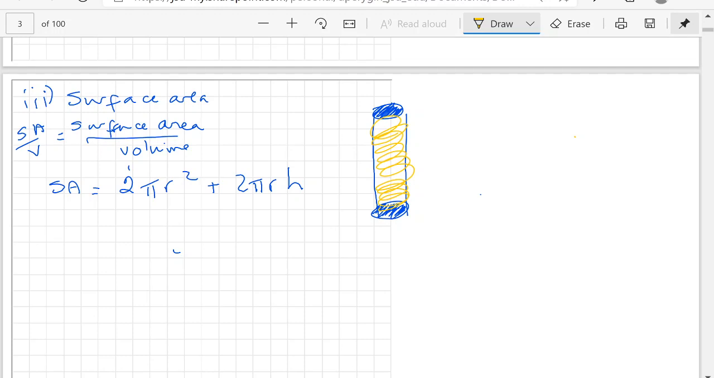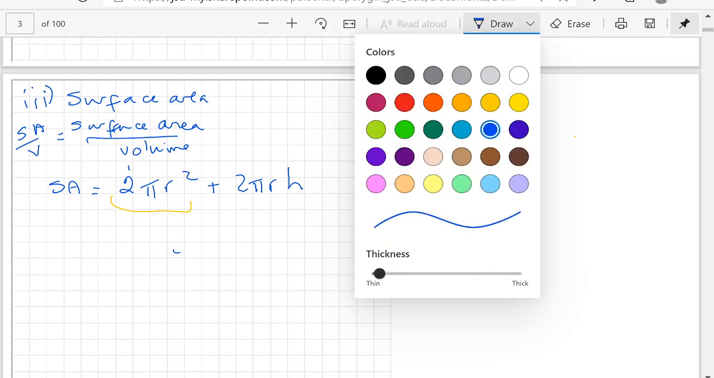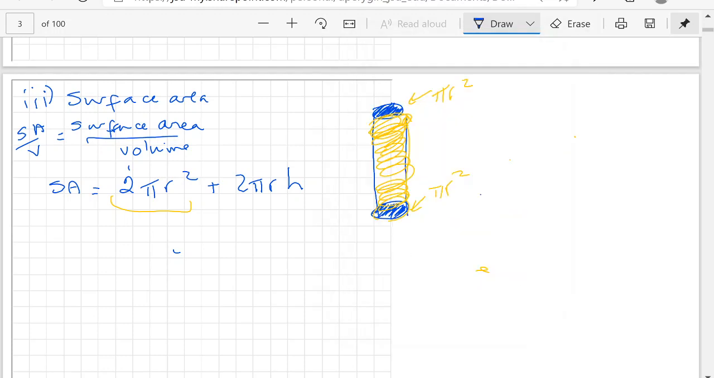Okay, so the area of the bottom of the cylinder is pi r squared. The area of the top of the cylinder is pi r squared. So that is 2 times pi r squared. That gives us the top and the bottom. The area of the outside of the rest of the cylinder is the circumference times the height. Okay, so that's 2 pi r times the height. And that will give us the surface area of the entire cylinder.